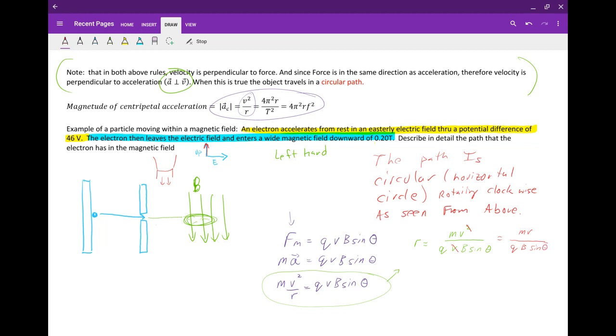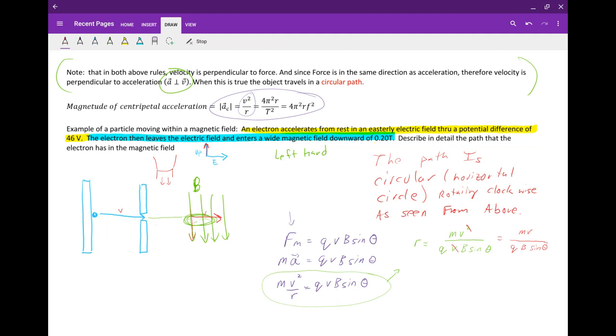What angle is that? It's the angle between the velocity and the magnetic field here. So that angle in this case is going to be 90 degrees because, look, at the beginning my velocity was like this, east, and my field is down. And so what's the angle between east and down? The angle between east and down is 90 degrees.